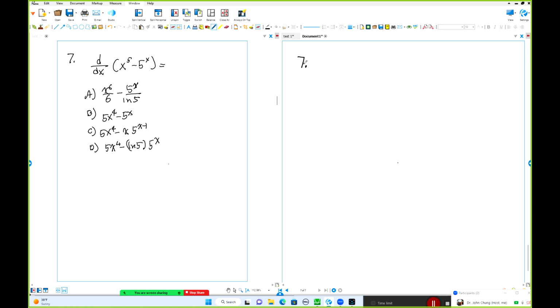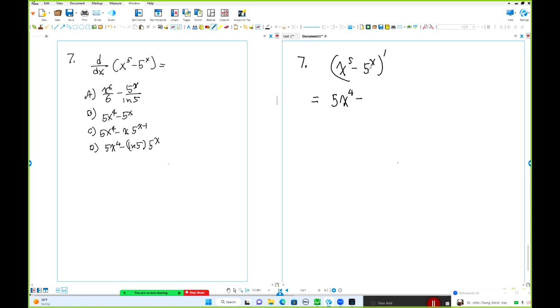What is the derivative of this one? x to the 5 minus 5 to the x, derivative. The derivative of x to the 5, there is a what? Power function, right? That is a polynomial. 5 moves to the front, 5x to the what? 5 minus 1 is 4.